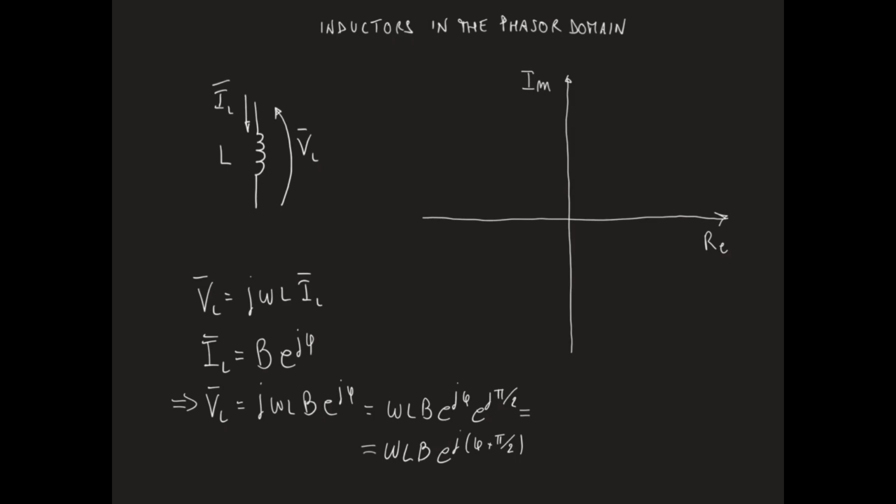In the complex plane, the phasor IL bar can be represented by a vector with length B and phase phi. The phasor VL will instead be represented by a vector with amplitude omega L B and phase phi plus pi by 2. In general, in an inductor, the current phasor lags behind the voltage phasor by a phase pi by 2. Or we can say that the voltage phasor leads the current phasor by the same phase.